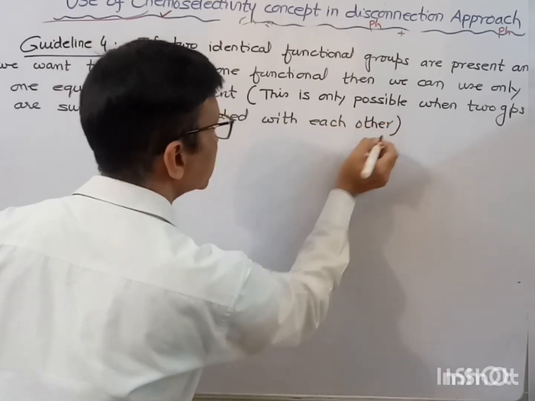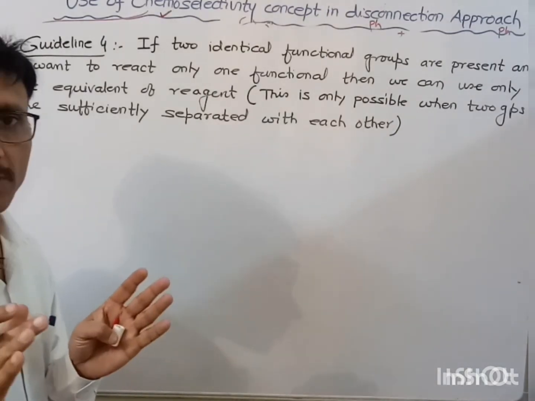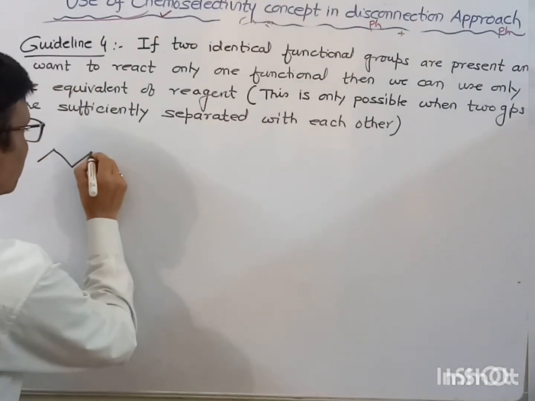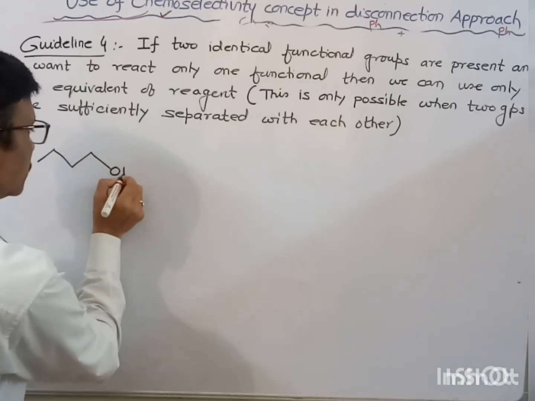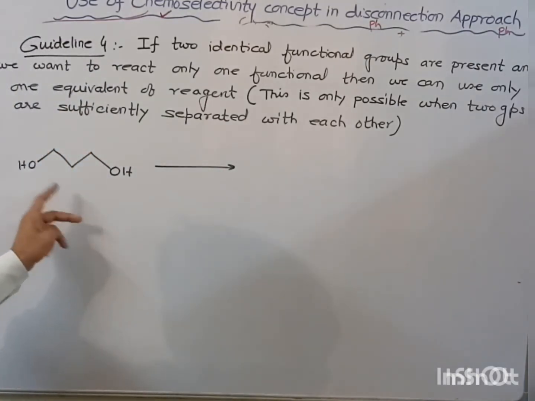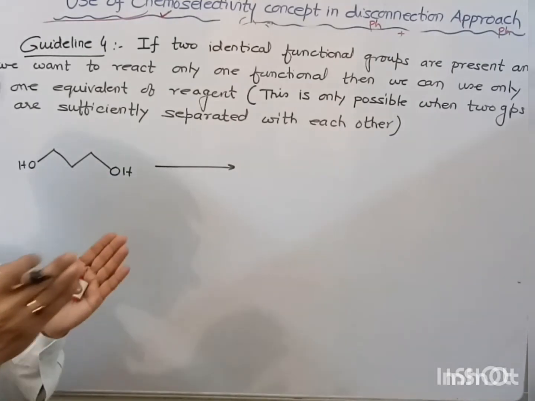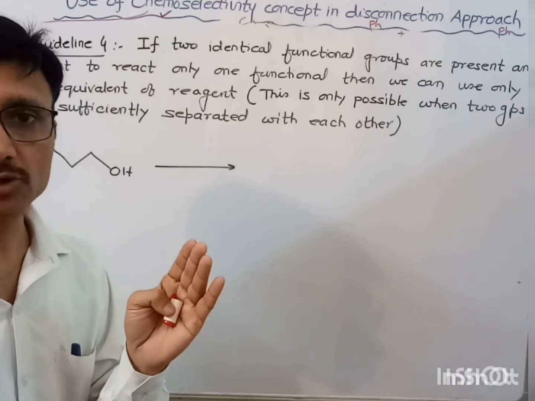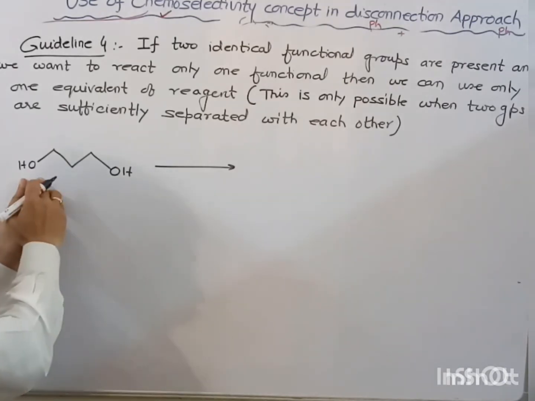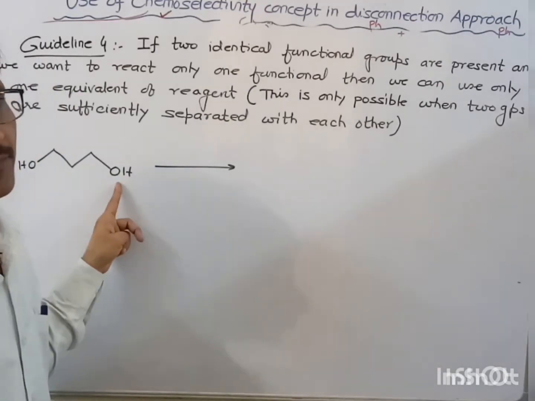Let's understand this guideline with the help of an example. I am taking a target molecule having two identical functional groups. Let's take the example of propane diol. Here two identical groups are present and they are separated sufficiently. Suppose we take ethane diol, then the separation is not enough. Here the separation is enough, so out of these two groups, we can react only one functional group.